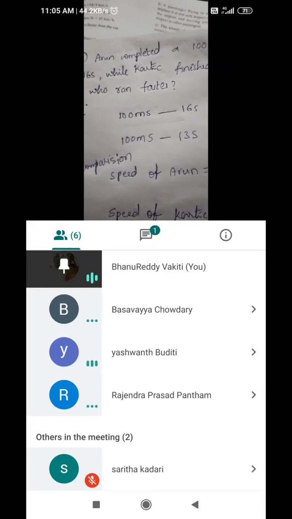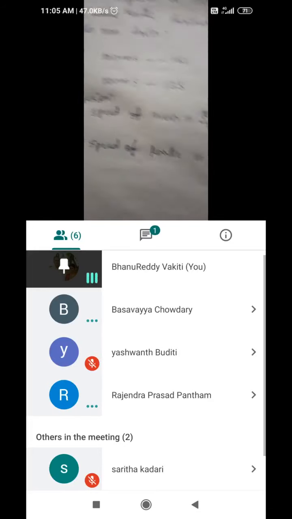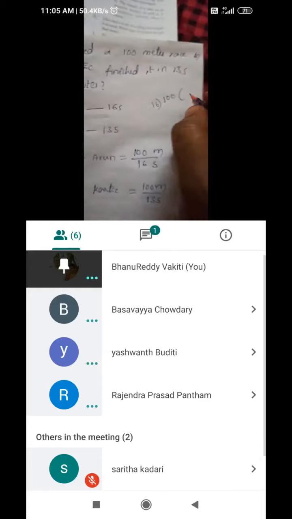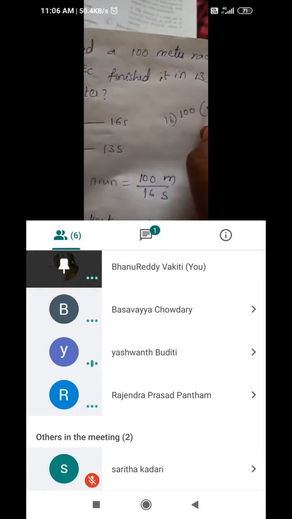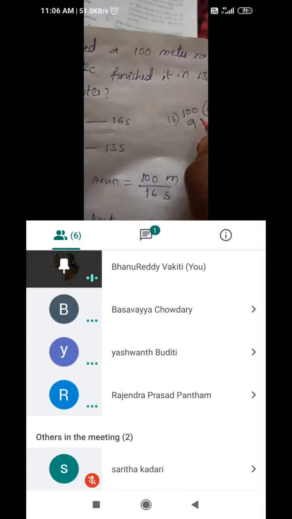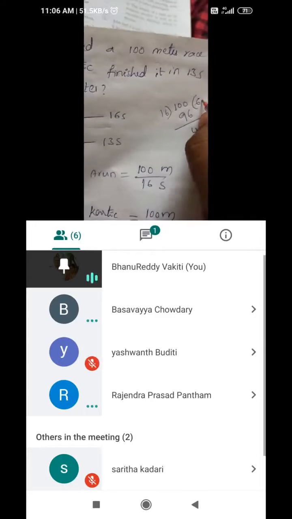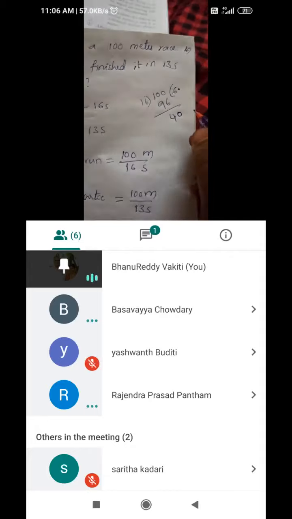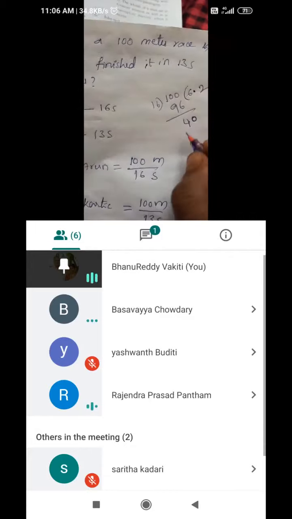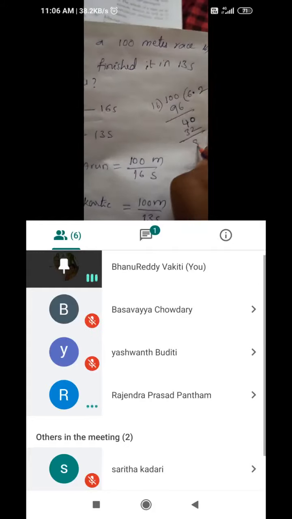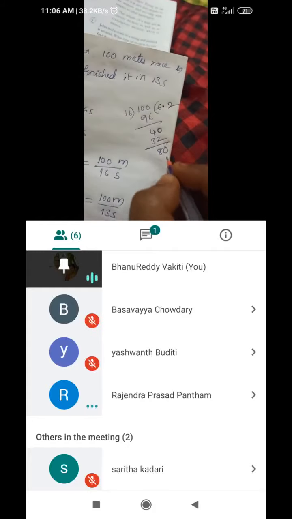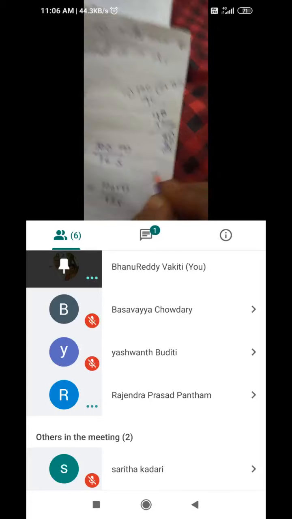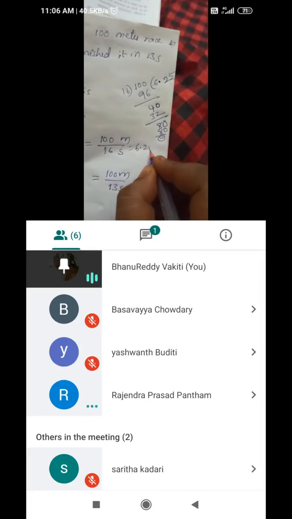So here we'll get which one is greater, how do we know, speed. 100 by 16. 16 sixes are 96. Yes, 4 is the remainder. Here we need to put a point, so here we need to put a 0. 16 twos are 32 we'll get. So 8 is the remainder. We can place a 0 here. And 16 fives are 80 we'll get. So 6.25 meters per second.